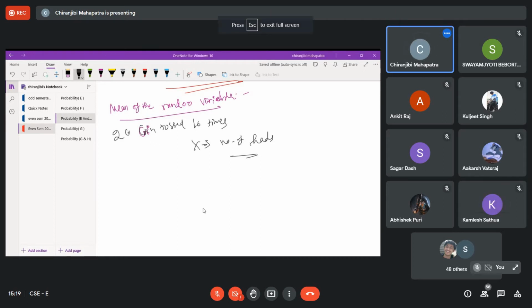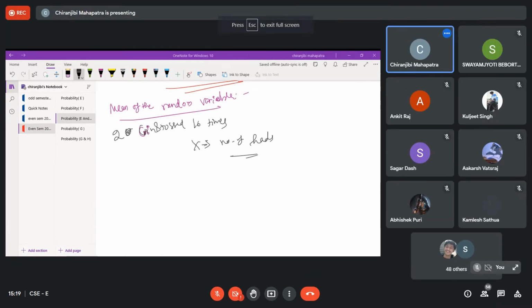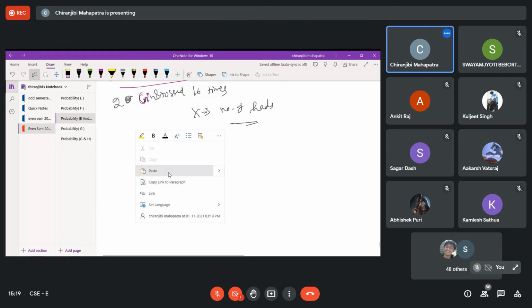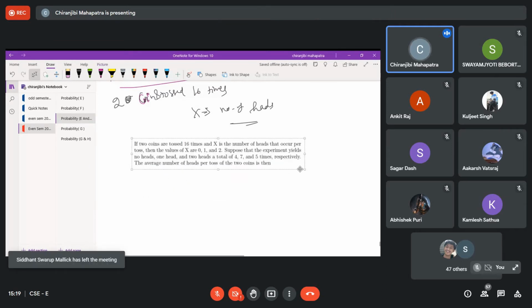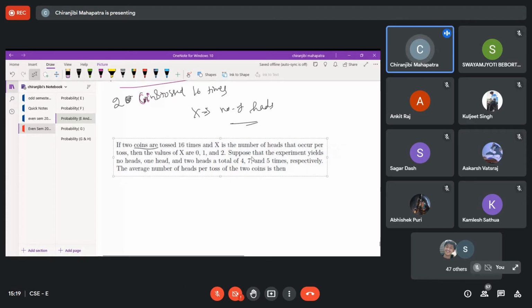2 coins, sorry. 2 coins. ठीक है, रुको मैं पहले डिफरेंस जो है ना पूरा डिटेल्स में यहाँ पर बता देता हूँ. ये है डिटेल्स. So 2 coins are tossed 16 times and x is the number of heads that occur per toss. Then the values of x are 0, 1, 2.